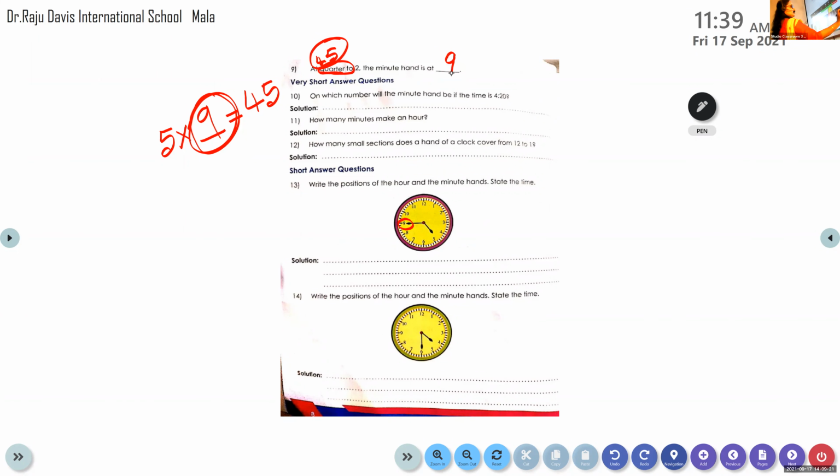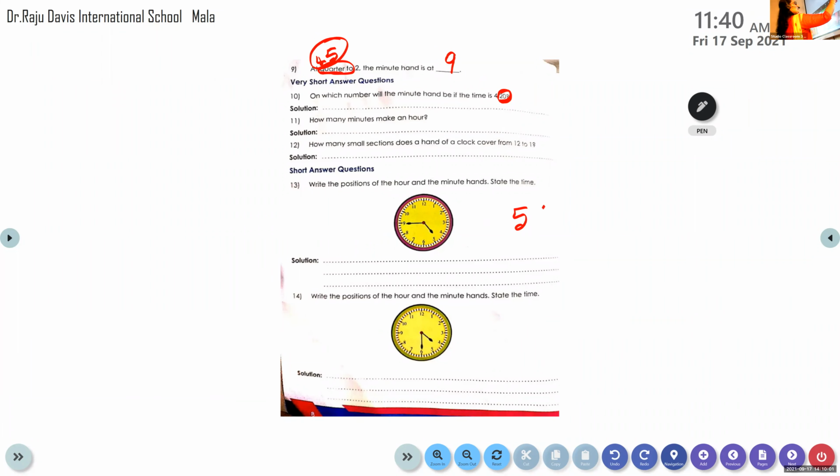Now next one. Anamika. Ma'am. Yes. On which number will the minute hand be if the time is 4:20? 4:20, where should the minute hand be? At which number should it point? 20. My dear, 20 is not there in the clock, right? So on which number should the minute hand be for getting 20 minutes? 4.